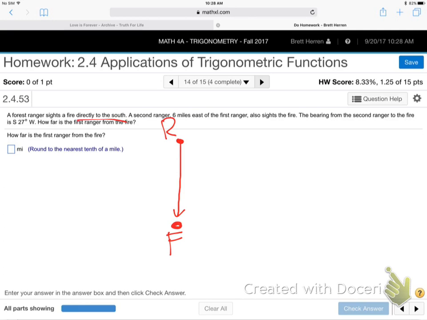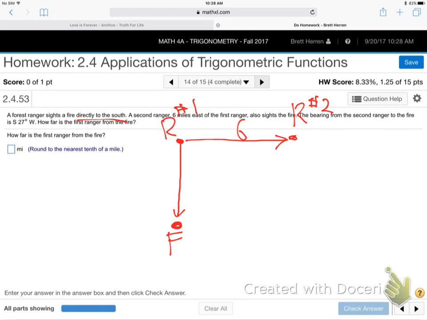The second ranger is 6 miles east of the first ranger. So here's ranger number 2. Here's ranger number 1. 6 miles to the east. Good? I'm just following the words and mapping them out. So first ranger sees a fire directly south. Doesn't say how far though. Second ranger is 6 miles east, to the right of the first ranger. Here's ranger number 2. Also sights the fire.